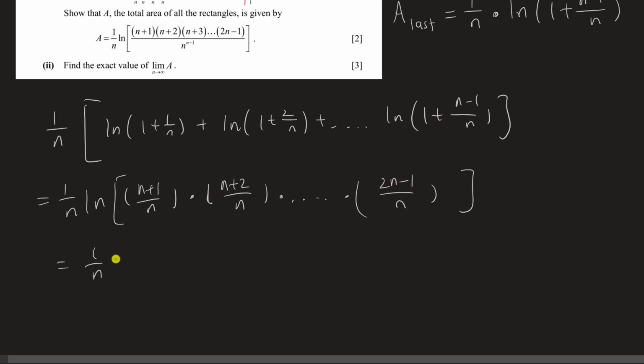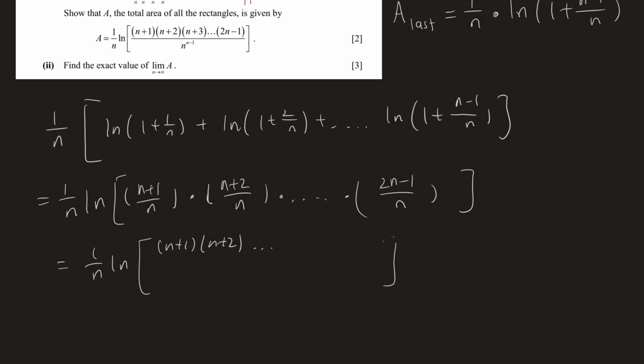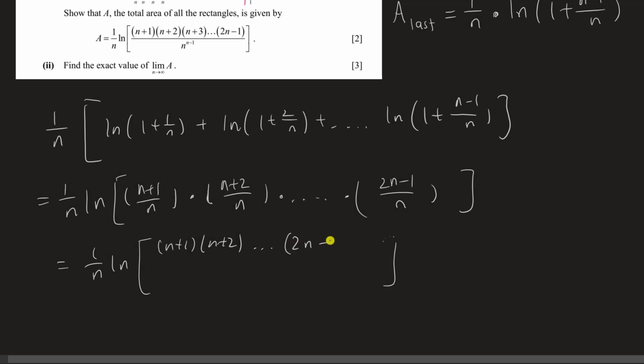And then of course, if you multiply all of them together, you would get what they want you to show: (n + 1), (n + 2), all the way until (2n - 1). And of course, the denominators are all multiplied together. How many n's are being multiplied together? There are n minus 1 of them. So this is why we will get this answer here.